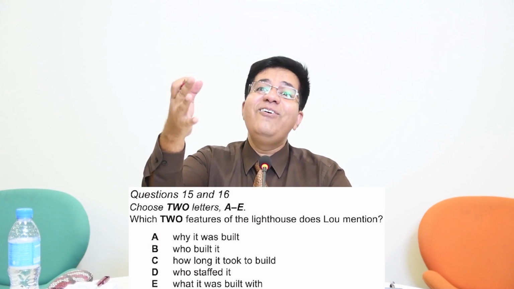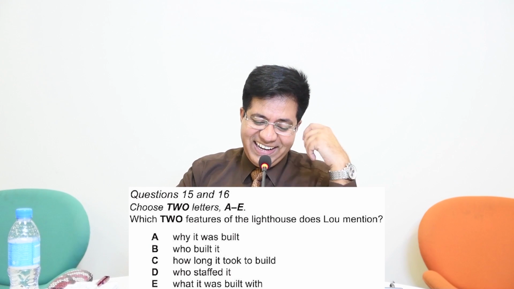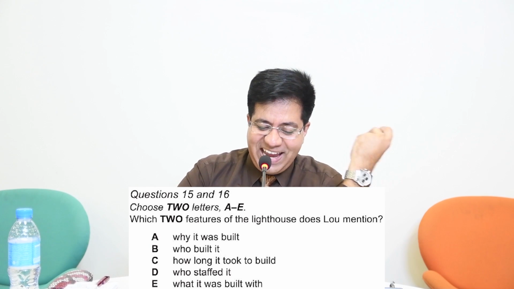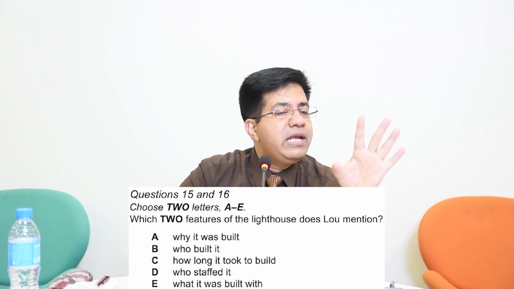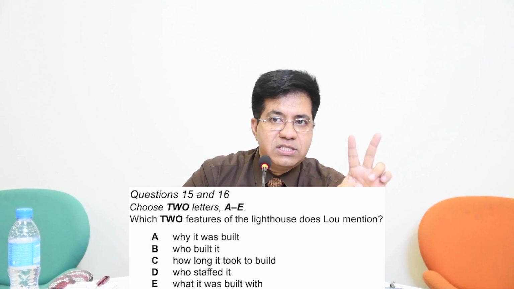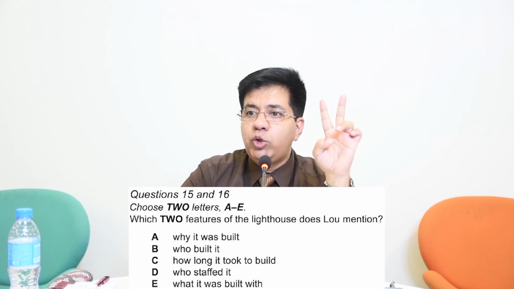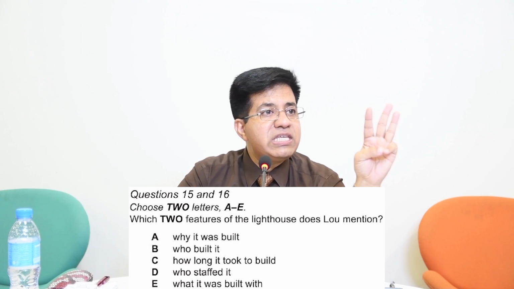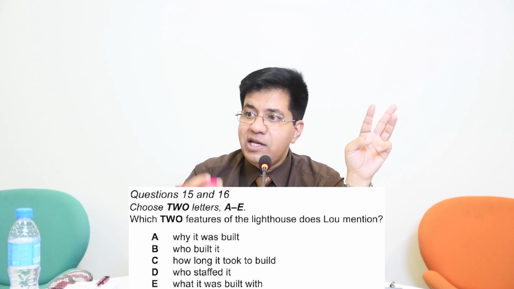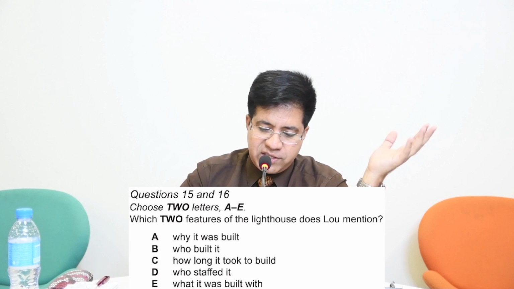Okay, yeah, Lou, Zira plus. All right. Okay, choose two letters A to E. Which two features of the lighthouse does Lou mention? Listen now. Two features he is going to mention, and those two features are given here positively. Other three features he will mention them negatively. Now I tell you what is positive, what is negative.